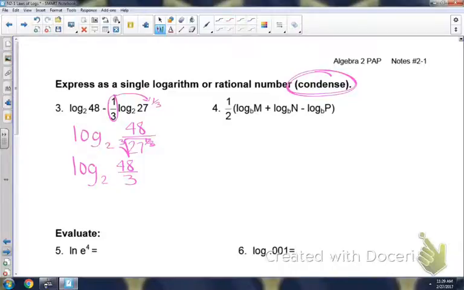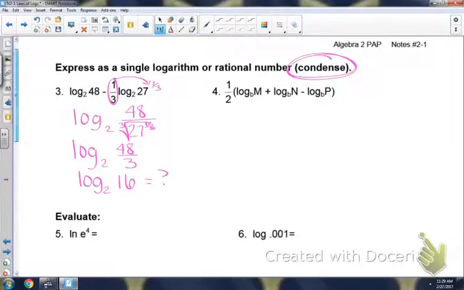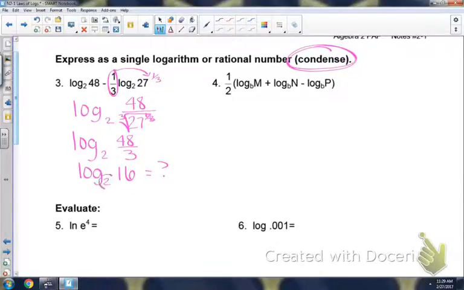So 48 divided by 3, we're going to get log base 2 of 16. And then that would be my answer, but notice we don't have any variables in our log term, so we're going to evaluate. We just went over how to evaluate last unit. We're going to do around the world.